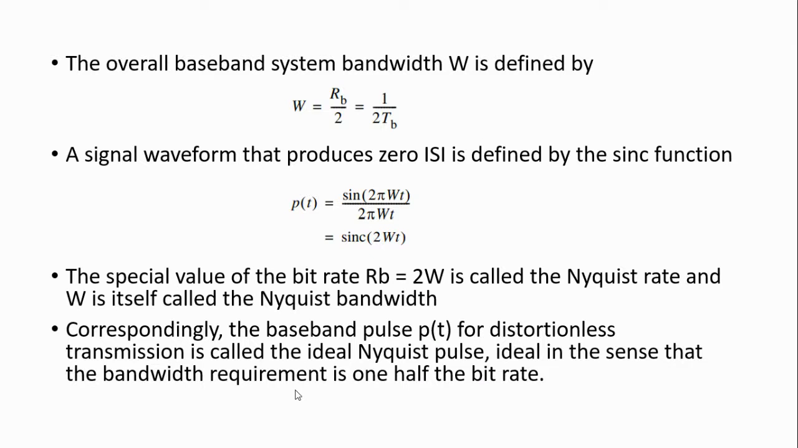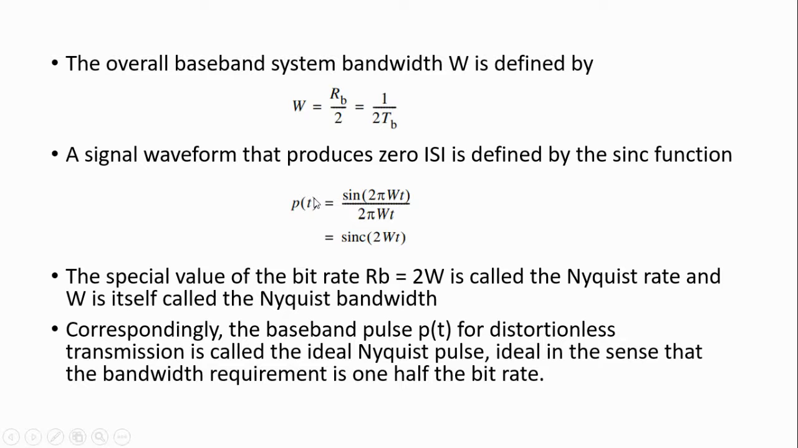A signal function that produces 0 ISI is defined by the sinc function, p of t equal to sine of 2 pi W t divided by 2 pi W t. This is the sinc function, sinc of 2Wt. The special value of bit rate R_B equal to 2W is called the Nyquist rate, and W is called the Nyquist bandwidth. The baseband pulse p of t for distortionless transmission is called the ideal Nyquist pulse.